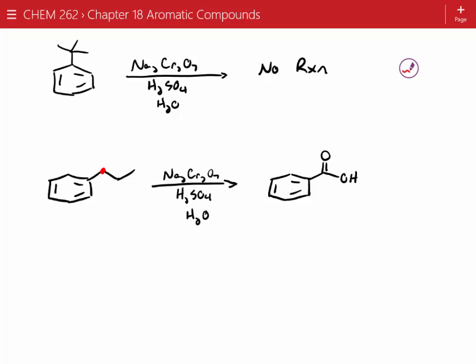Yep? So is there any way to actually take off the carbon coming out of the benzene? So to cleave off the benzylic position? Yeah. That gets into more advanced chemistry than we're going to cover in this course. But there are ways to do that. They're just usually involving radical reactions and things like that. Yeah, they're not easy reactions. Yep. All right, so we can do all sorts of unique oxidation chemistry.